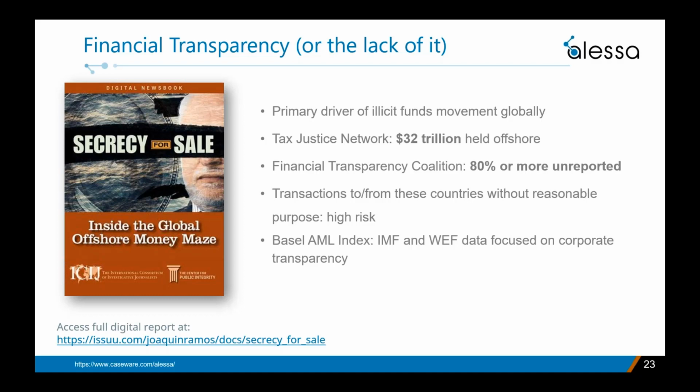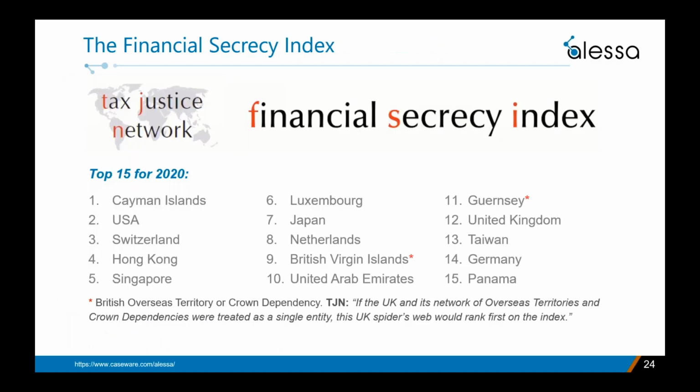And the image you see here is of a report put together by the International Consortium of Investigative Journalists. That was the group that published the Panama Papers, and the Center for Public Integrity. And it's a fascinating report, and you can get it at the link that's shown at the bottom of the slide. The Financial Secrecy Index ranks jurisdictions according to their secrecy and the scale of their offshore financial activities.